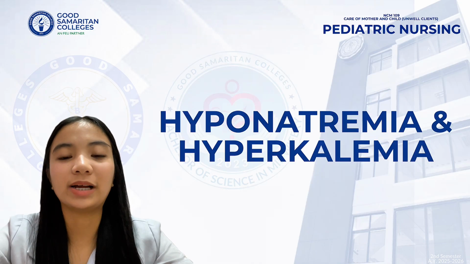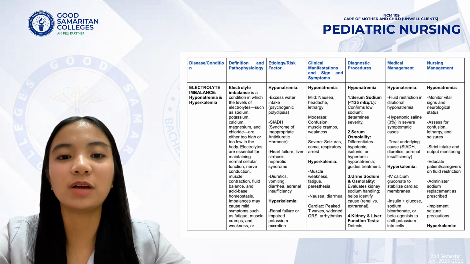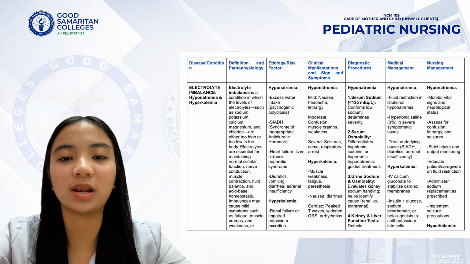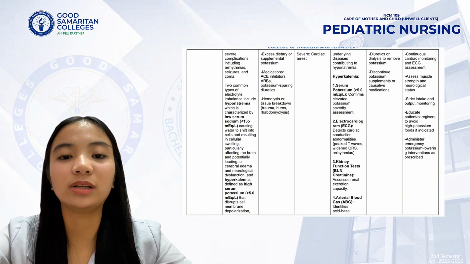Now, pag-usapan naman natin ang hyperkalemia. So, ang hyperkalemia is nangyayari siya when potassium levels in the blood rise above normal. Usually, dahil ang kidneys hindi na siya makapag-excrete ng enough potassium. So, ito is commonly seen in renal failure where kidney function is impaired.